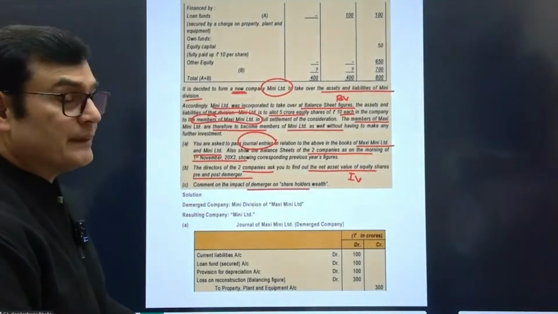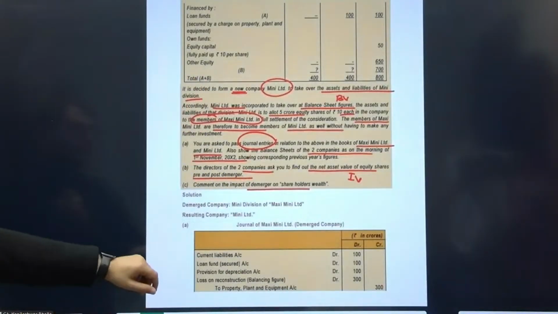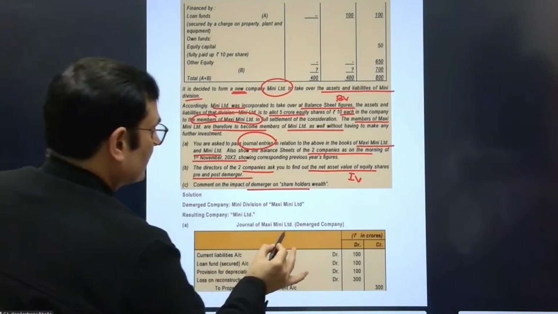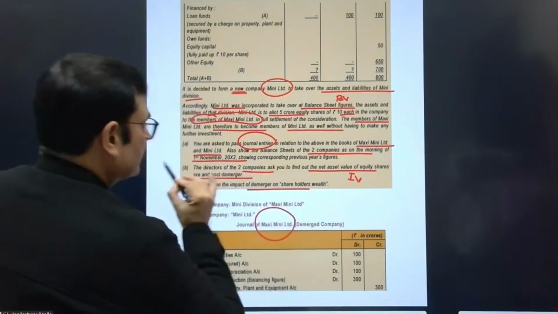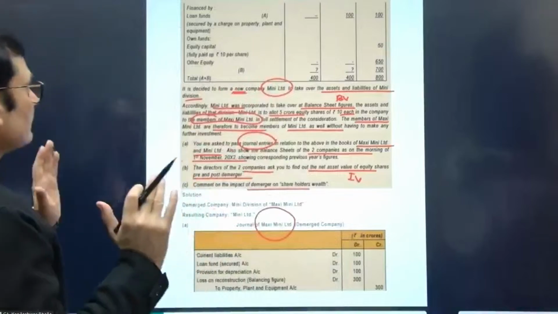and the impact on the shareholders' wealth. Okay, now I'm just going to make a walkthrough in terms of the entries in this particular case. Let's see the books of Maxi Mini. So what am I supposed to do in the books of Maxi Mini? Debit the liabilities and credit the assets, and the difference is going to be other equity. Done. Let's have a look.